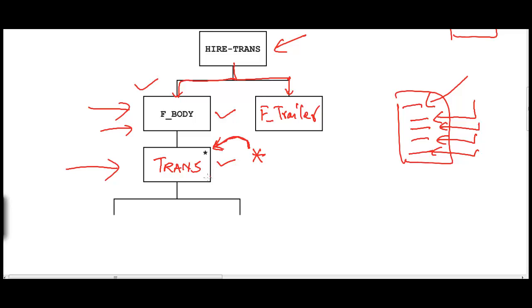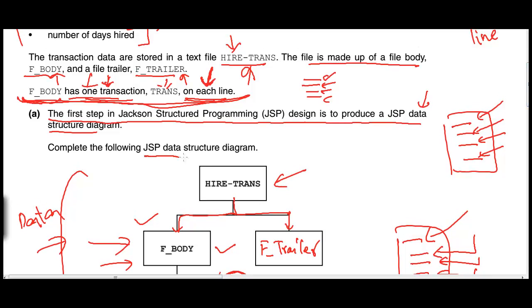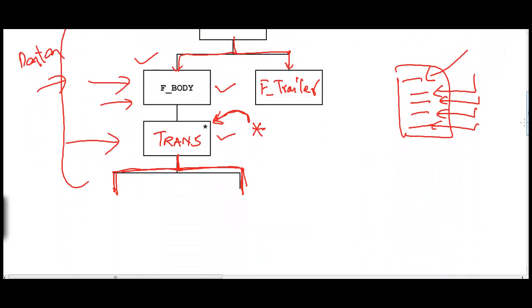Now these transactions need to be elaborated, because this is where we are simplifying the transactions, right? And remember, this particular diagram is about data. This is a JSP data structure diagram. So what kind of data are we going to store as far as the transaction is concerned?